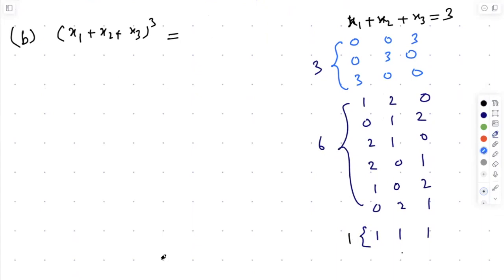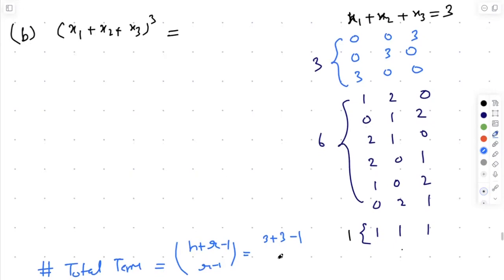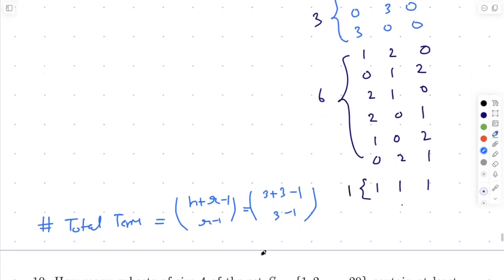Okay. I think I discussed the same with you. If I need to find the total terms, the answer is going to be n plus r minus 1 choose r minus 1. What is the n there? n is 3 basically. 3 plus 3 minus 1, and divide by how much there? It is going to be 3 minus 1, that is 2. So I hope it is going to be 5c2.